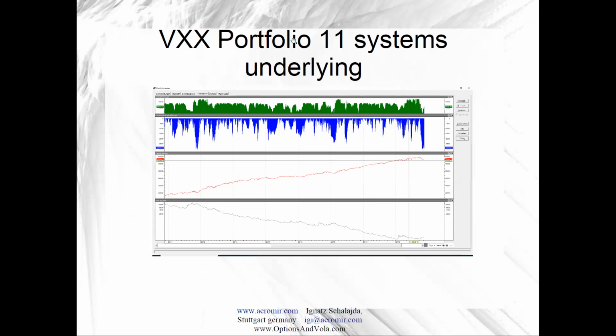This is the VXX portfolio, 11 systems, the underlying. This is the VXX, going down, down, down all the time. This is the equity curve. Most of the systems are optimized until 2016. And these are live results.